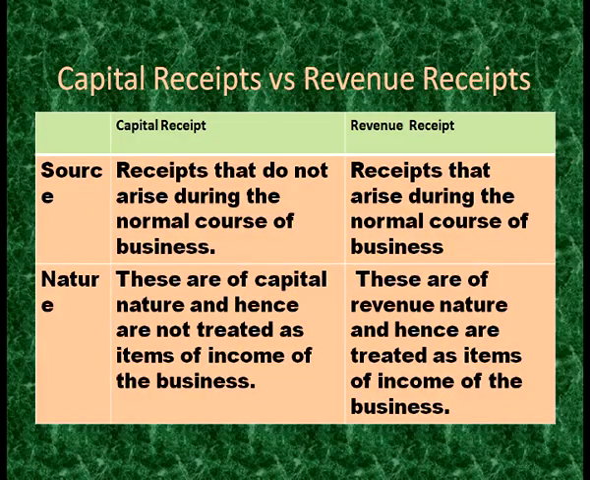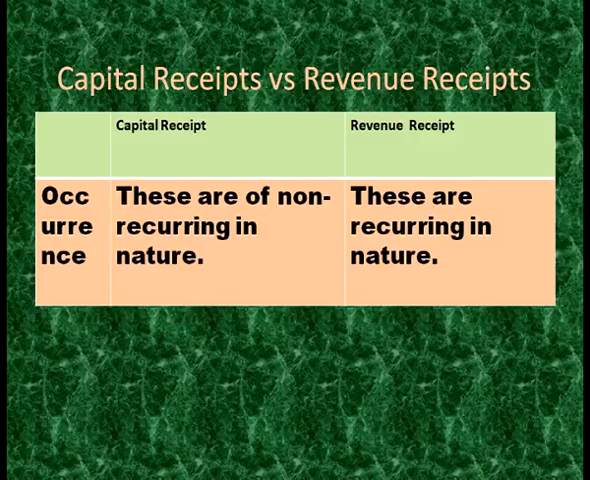Now let's differentiate between capital receipt and revenue receipt. If you see the source, receipts that do not arise during the normal course of the business are called capital receipts, whereas receipts that arise during the normal course of the business are called revenue receipts. Regarding the nature, capital receipts are of a capital nature and hence are not treated as items of income of the business, whereas revenue receipts are of a revenue nature and hence are treated as items of income of the business. Regarding the occurrence, capital receipts are non-recurring in nature, whereas revenue receipts are recurring in nature.